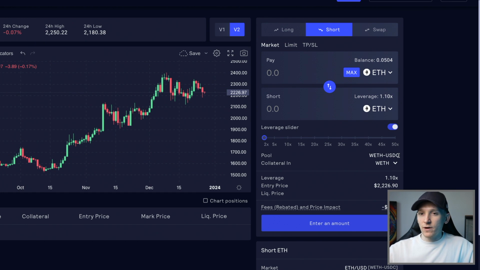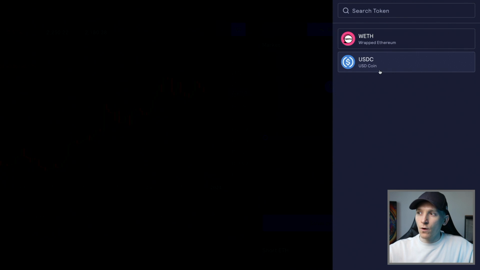Now, all you need really is ETH here, because when you trade, it's going to swap the assets for that trade. So you don't need to do that beforehand, which is convenient. But the way that we can trade this is, you can see the pool is wrapped ETH against USDC. So the collateral is in either wrapped ETH or USDC. So which one should you choose? That's up to you.